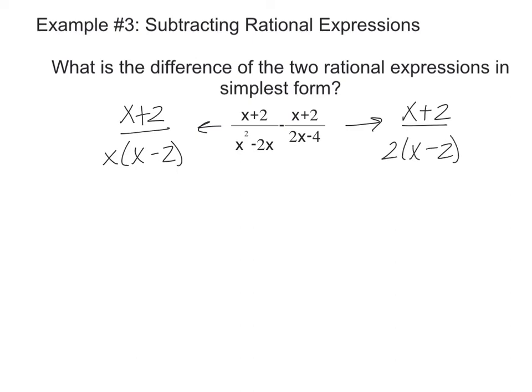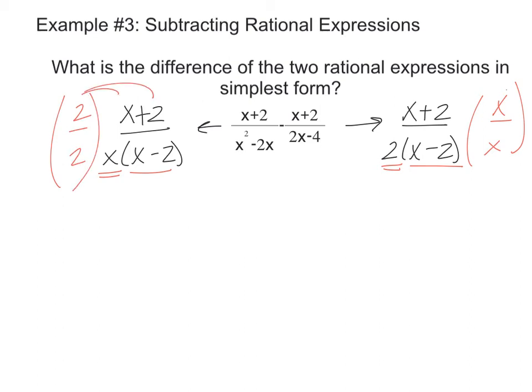So let's check to see what we need. Okay, we already have an x minus 2, right? But for the second one, we're missing an x. So let me go ahead and multiply this by x over x. And on this second one, we have a 2, right? So that means the first one needs to be multiplied by 2 over 2. Now all the denominators are the same. So let's go ahead and distribute our numerators. And so this first one will have 2x plus 4 over 2 times x minus 2.